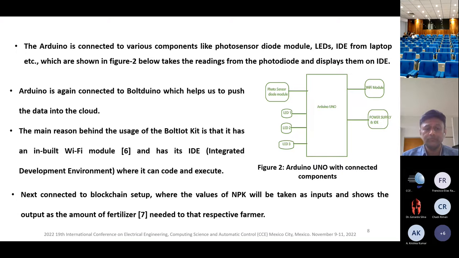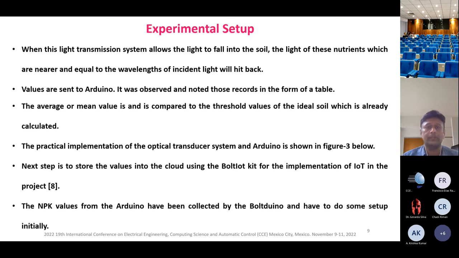And after collecting the data, the next step is to maintain the database and to give the data when the NPK levels are low. So for that, there is the blockchain setup where these NPK values will be taken as inputs, and it shows the output as the amount of fertilizer needed for the particular farm and the respective farmers.